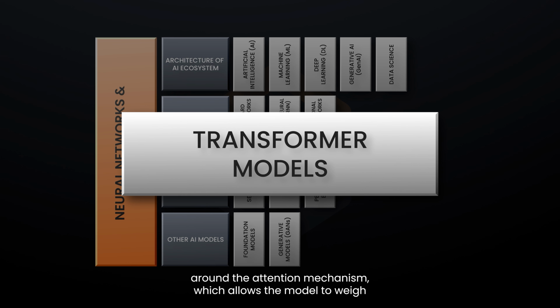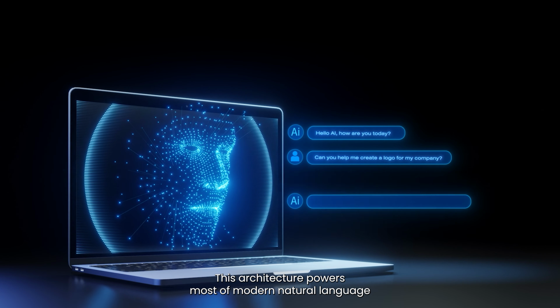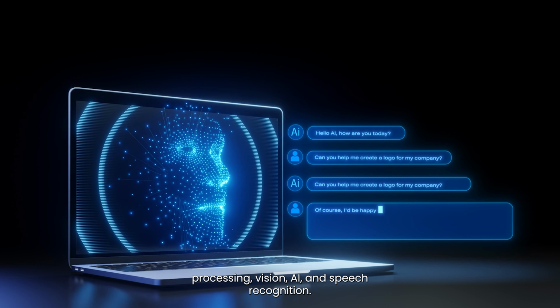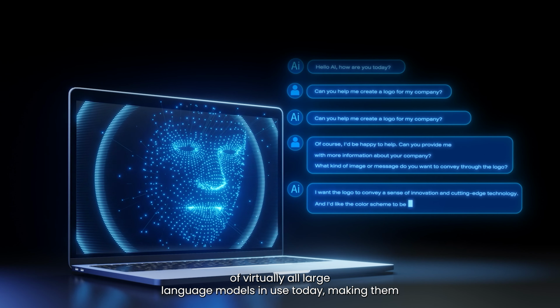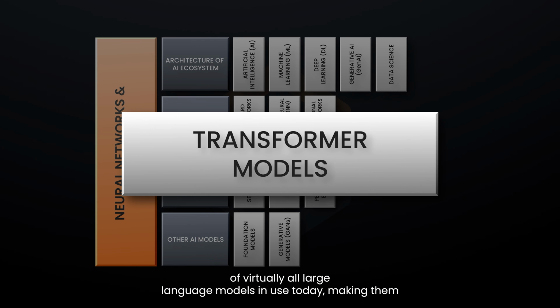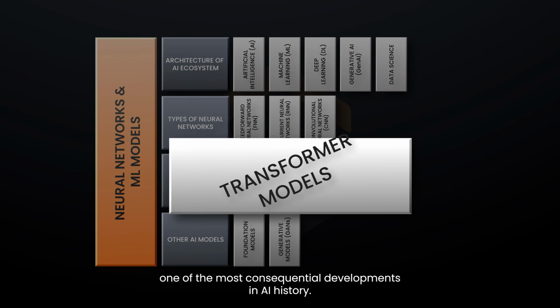Transformers are built around the attention mechanism, which allows the model to weigh the relevance of different parts of an input when generating an output. This architecture powers most of modern natural language processing, vision AI, and speech recognition. Transformers are the architectural foundation of virtually all large language models in use today, making them one of the most consequential developments in AI history.